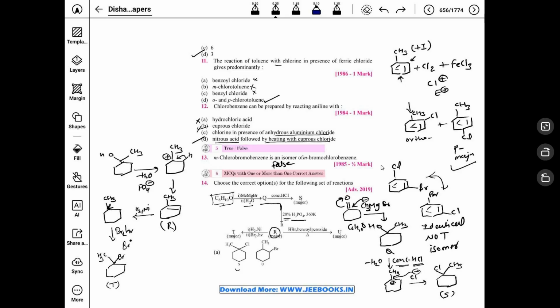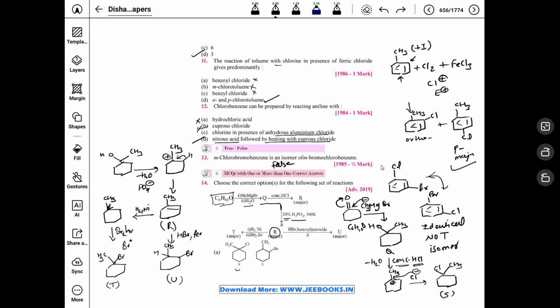And now R on reacting with HBr in the presence of peroxide, so it will follow the anti-Markovnikov's rule, and according to this rule, hydrogen will go to the double bonded carbon which has less number of hydrogens, so it will come here, and bromo will be here. So this will be the structure of U.